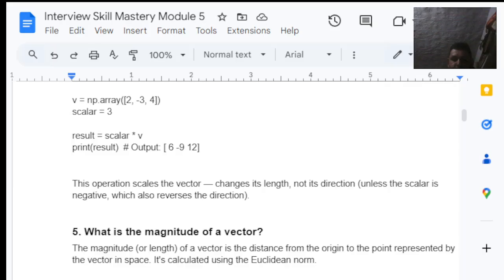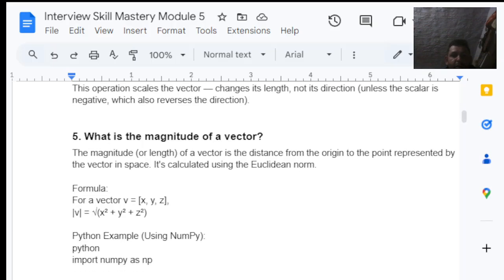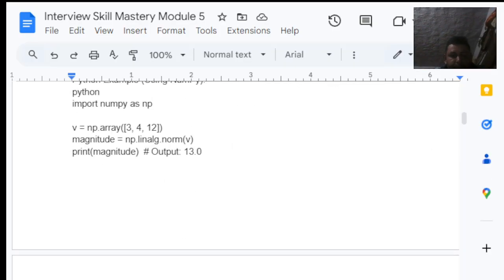We can use this with Python. Import numpy as np, v equals np.array([3, 4, 12]), magnitude equals np.linalg.norm(v), print magnitude, and the output will be 13.0. So this gives the size or strength of the vector regardless of its direction.